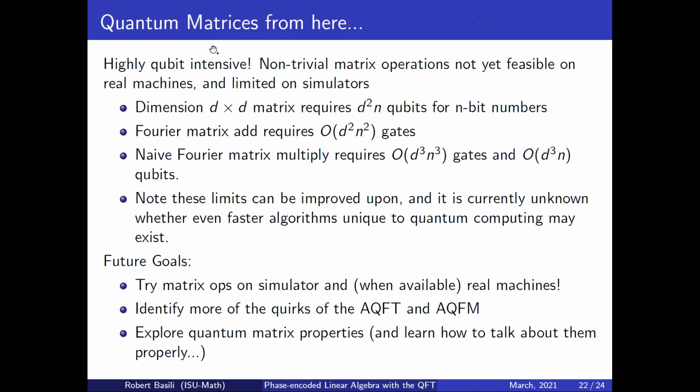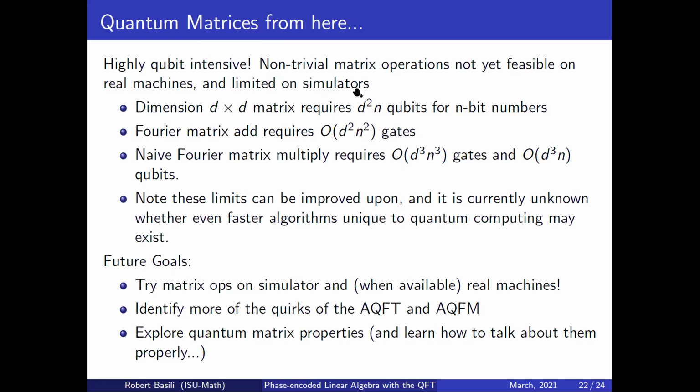Where we're going is quantum matrices. The thing to be aware of is they're very highly qubit intensive. As I said, I've started to get a little bit into trying to do matrices, but most matrices are largely not feasible on real machines and not even feasible on simulators, because you're simulating it classically and you still have limitations on just how many qubits you can simulate.